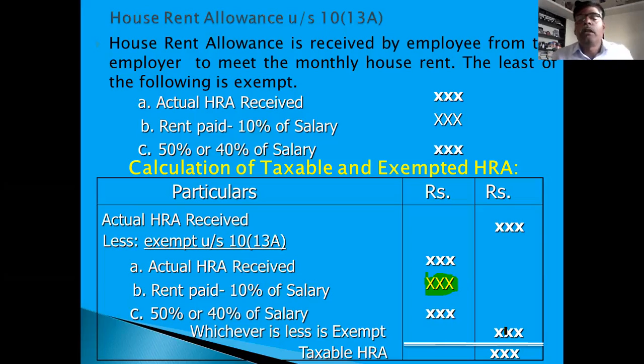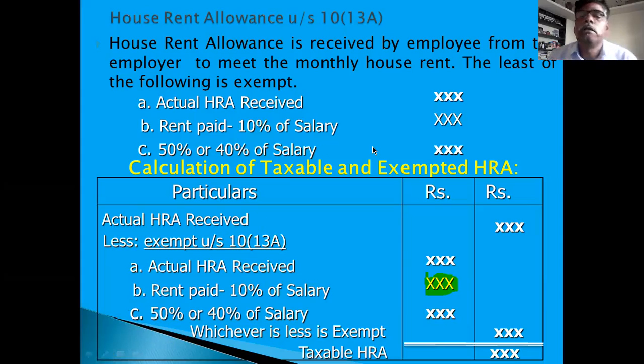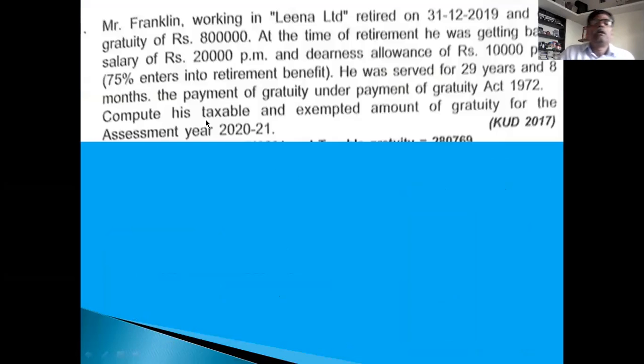So 0 is exempted and taxable amount is full amount. This is the point you remember till your solutions. Okay. This is the theory part regarding exempted incomes. I already explained, and I'll take some examples on the exempted incomes.